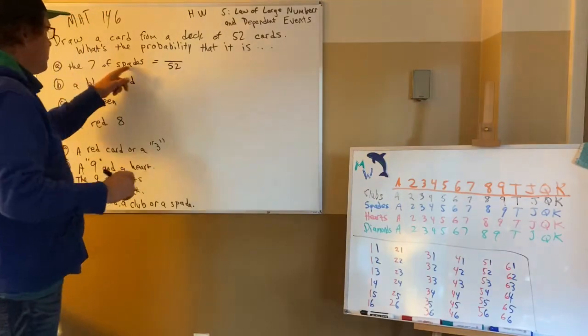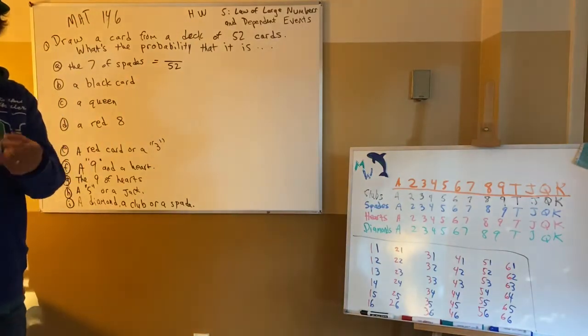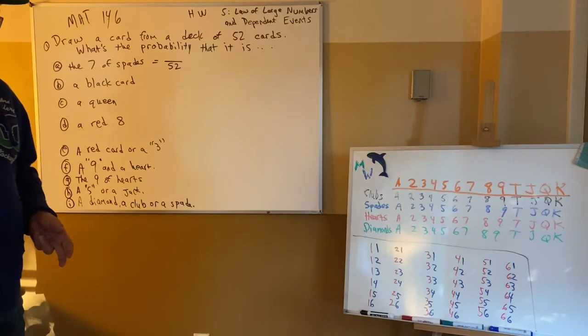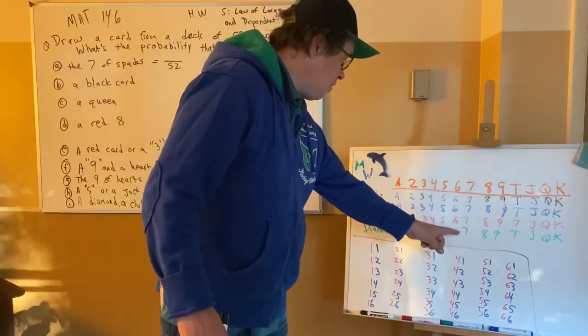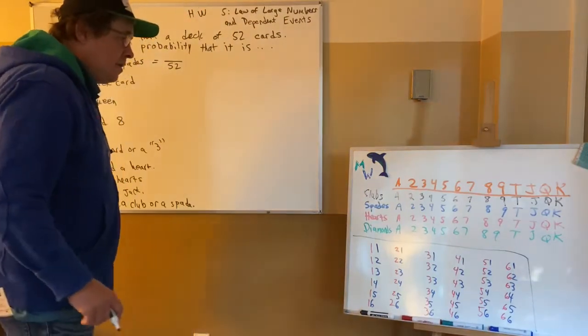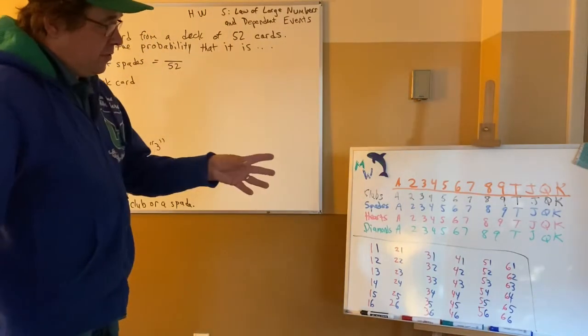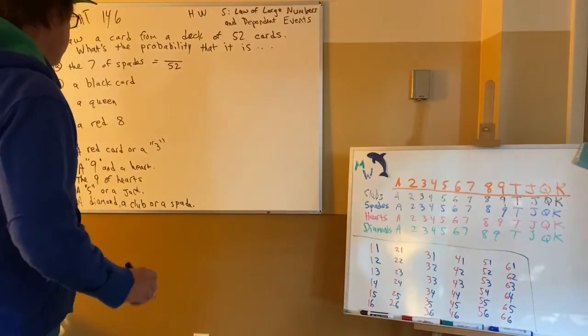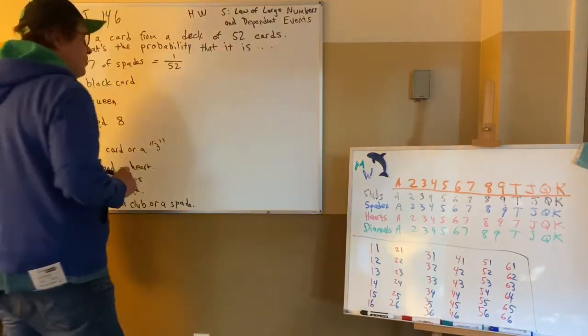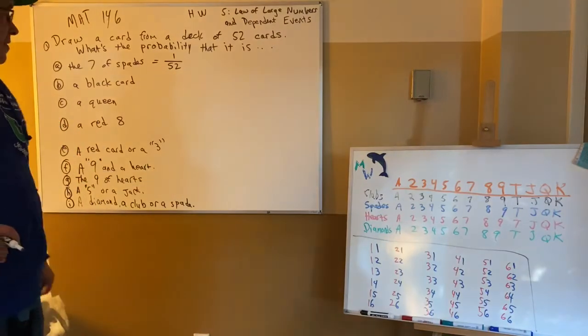you get the 7 of spades. The 7 of spades is a 7 at the same time that it's a spade. So I'll go down to 7s and I'll see 7 of clubs, 7 of spades, 7 of hearts, and 7 of diamonds. And if you did hear one of those, I said that it was the 7 of spades. So that was actually one card out of 52. That was a 7 and a spade at the same time.